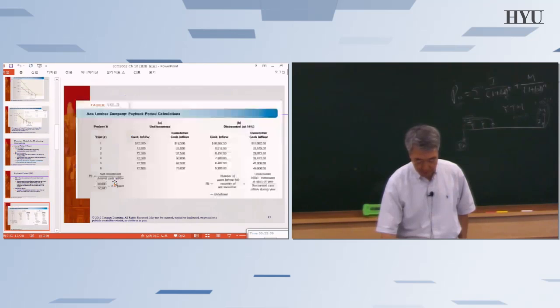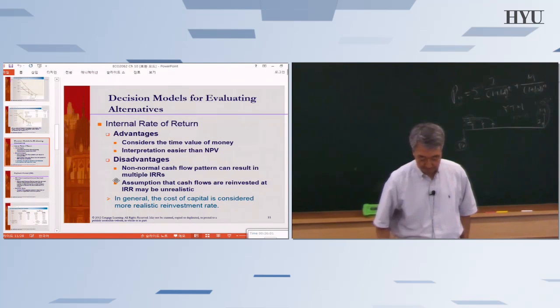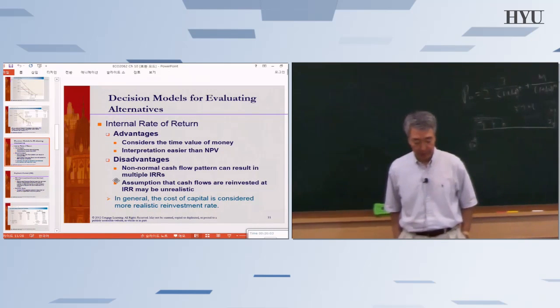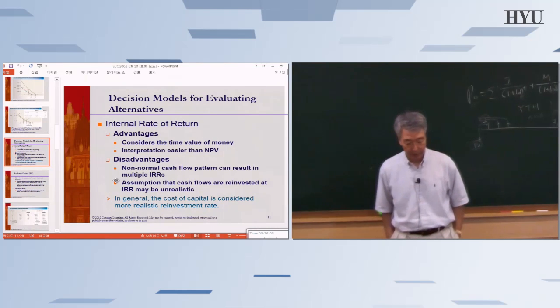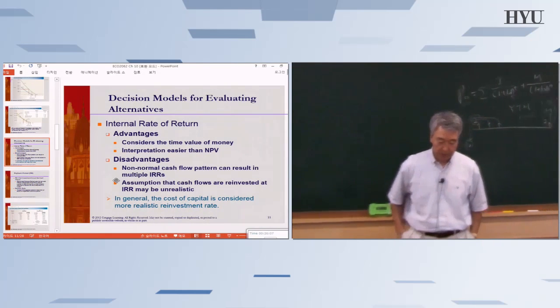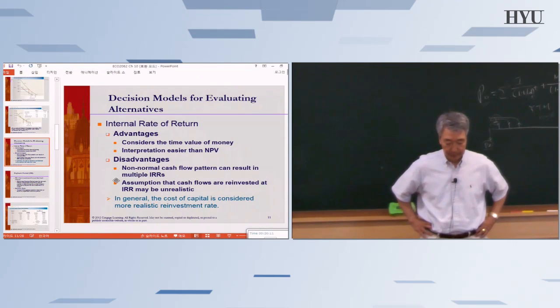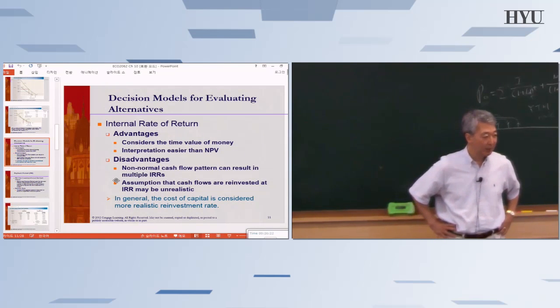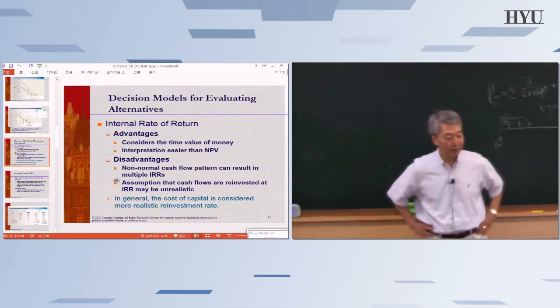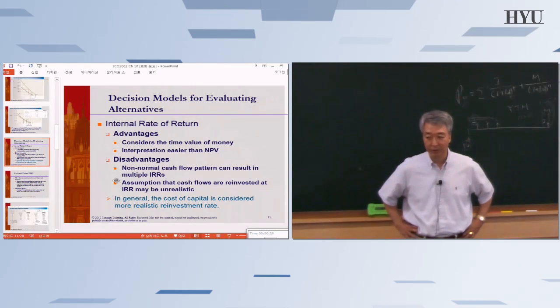So here's the summary of the pros and cons for internal rate of return. The advantage is it considers the time value of money. Well, of course. Interpretation is easier than NPV. Well, I said last class that this is kind of subjective, right? Some people might think NPV is easier than the IRR concept, internal rate of return.